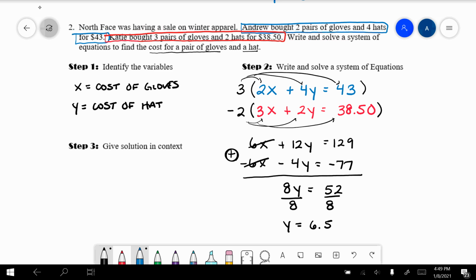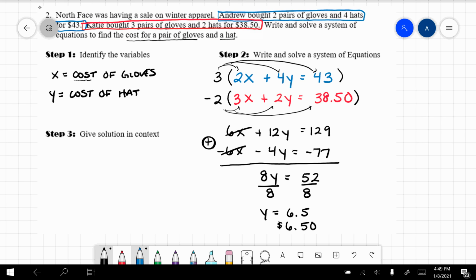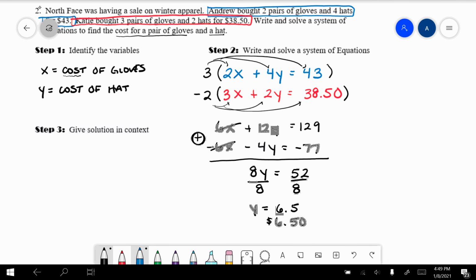So we need to think about, is it reasonable that we would get 6.5? Well, the reason it is, is because your X, again, is the cost of the gloves. And it is reasonable that the gloves could cost $6.50. Okay, so that's why it's important to understand what your answer means. Let's go back and plug our 6.5 back in.